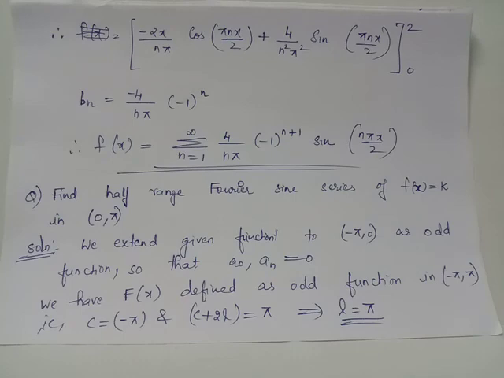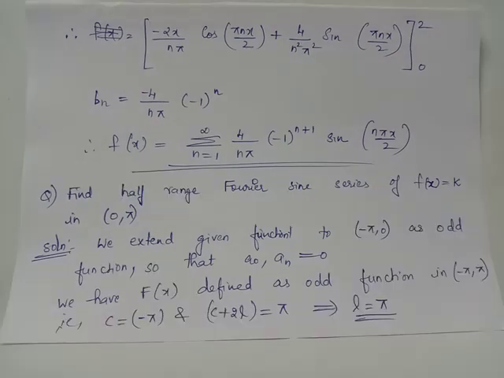Thus, we have bn = -4 divided by n pi multiplied by cos n pi, where cos n pi = (-1)^n. Thus, we have f(x) = summation n ranges from 1 to infinity bn sin(pi n x by L), which is the desired Fourier half-range sine series, independent of cosine terms.